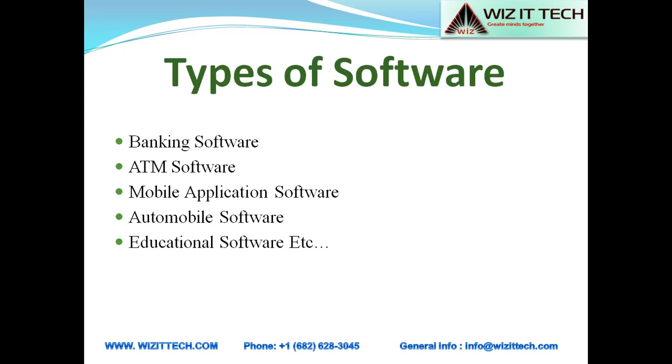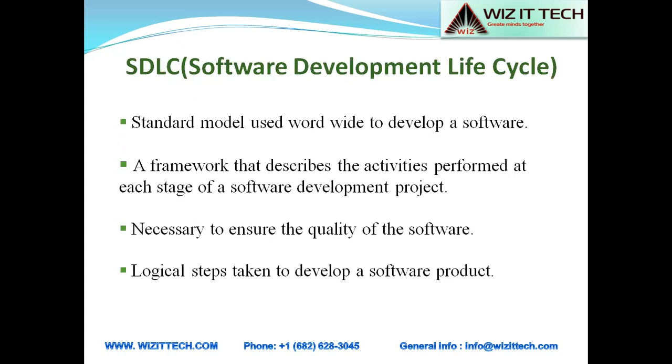The next one is types of software. How many types of software do we have? Banking software, ATM software, mobile application software, automobile software, educational software, insurance software, healthcare software, and so on. We have many types of software available in the IT industry. We are going to test all this software based upon testing technique types.